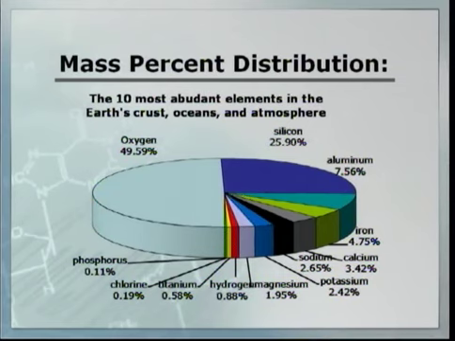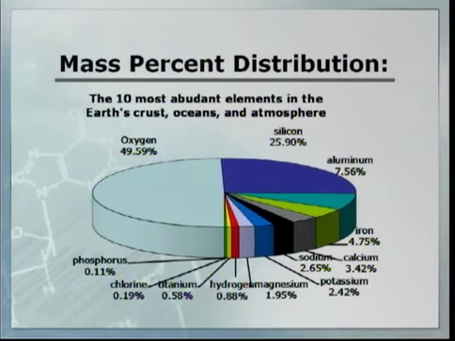It's about 25%. Now, silicon is a very interesting element that we're going to talk about later on. So do not confuse silicon with silicone. Those are two different materials. Silicon is what we're going to be dealing with. Things like aluminum, iron, calcium, sodium, potassium, those are all very common elements that we see around us. So these are the 10 most abundant.